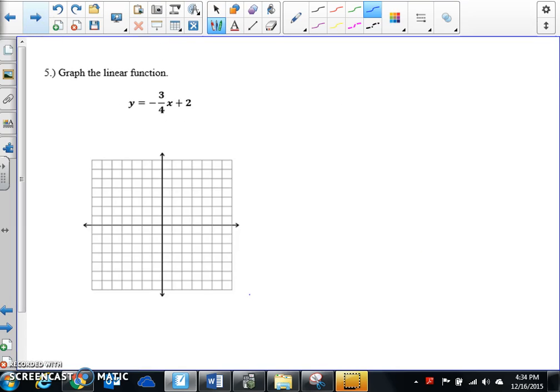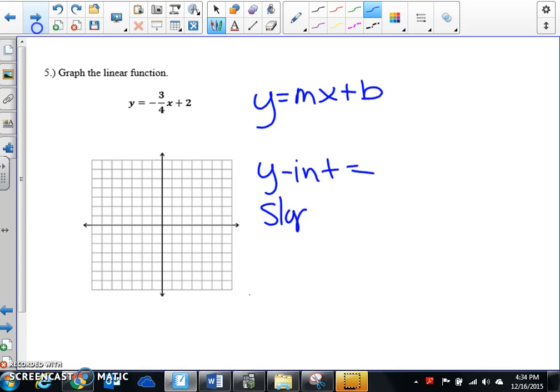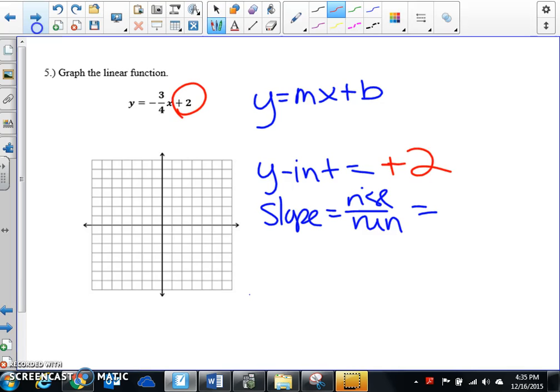All right, graph the linear function. We use y equals mx plus b for this. So the first thing I do is put y-intercept equals, slope equals, rise over run equals. All right, so my first thing that I grab is my positive 2. So my y-intercept is a positive 2. I go to the y-axis to positive 2.